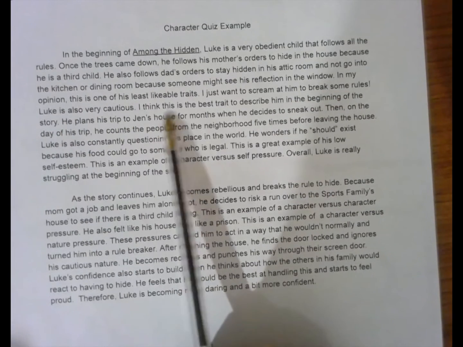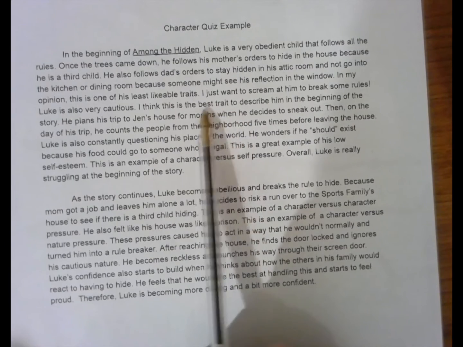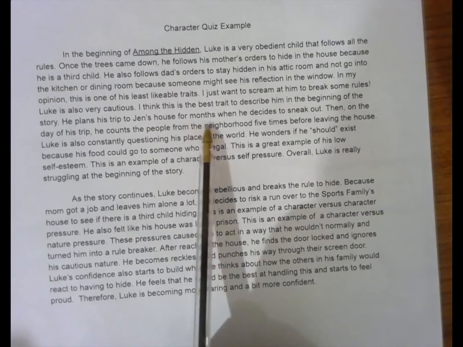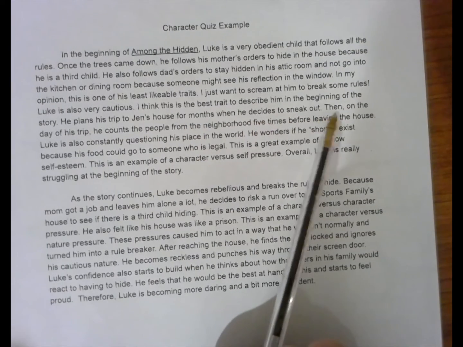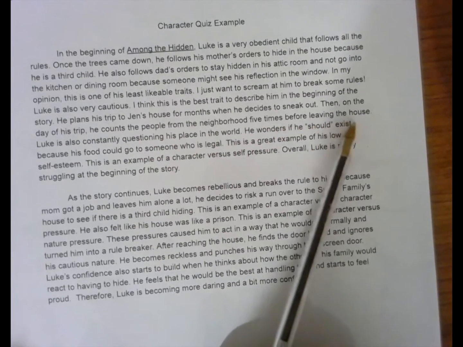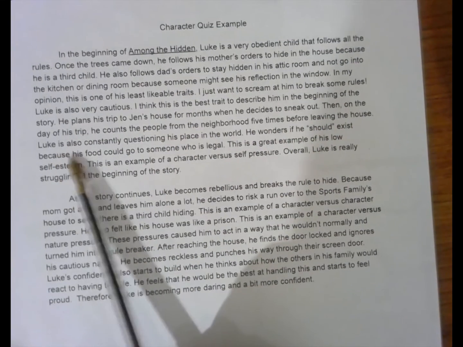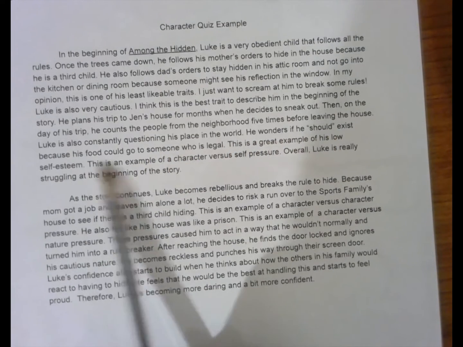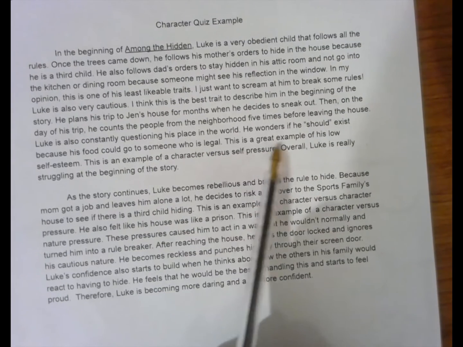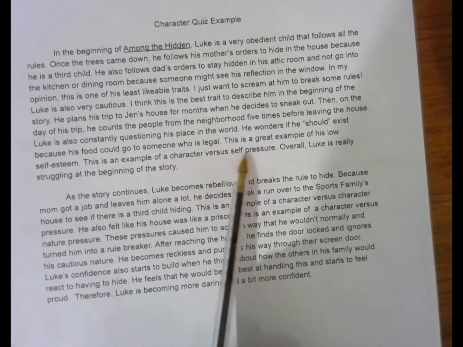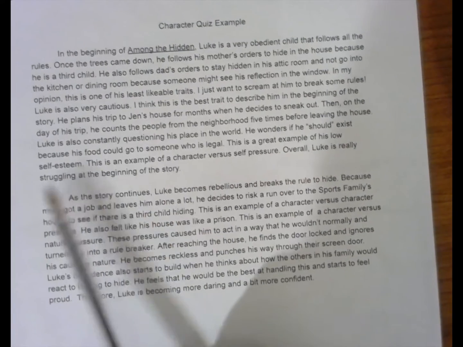Luke is also very cautious. I think this is the best trait to describe him in the beginning of the story. He plans his trip to Jen's house for months when he decides to sneak out. Then, on the day of his trip, he counts the people from the neighborhood 5 times before leaving the house. Luke is also constantly questioning his place in the world. He wonders if he should exist because his food could go to someone who is legal. This is a great example of his low self-esteem. And this is an example of a character versus self-pressure. Overall, Luke really is struggling at the beginning of the story.